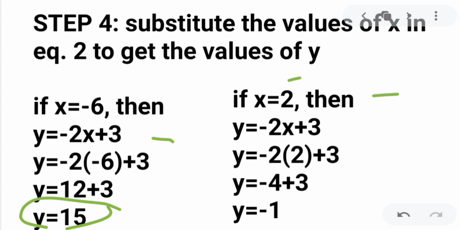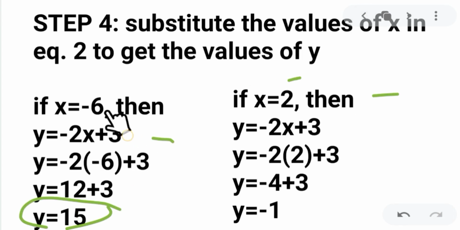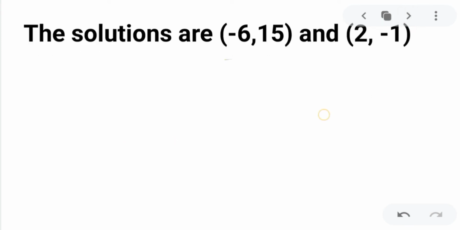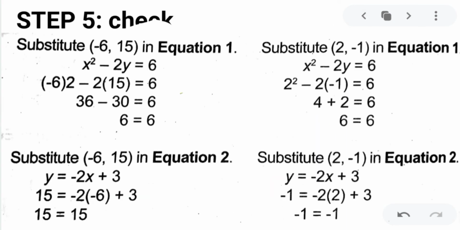Therefore, the solutions of your nonlinear system are x = -6 and 15 for your y, and then x = 2 and y = -1. To check if the solutions we found are correct, we have to substitute those points in equation 1 and equation 2.